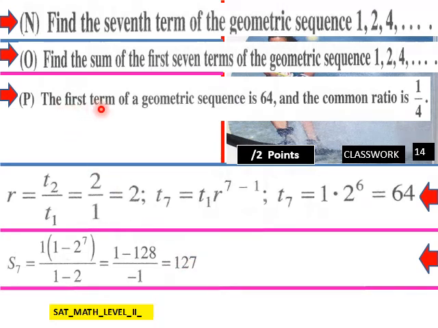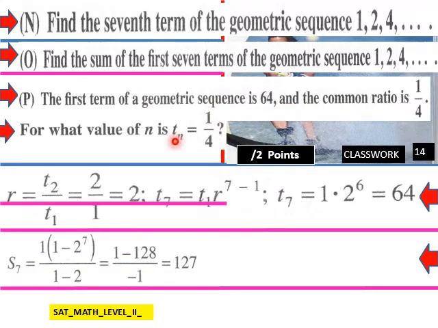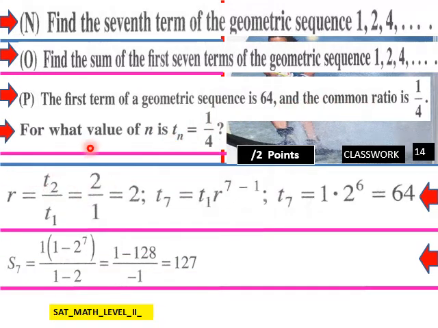The first term of a geometric sequence is 64, and the common ratio is 1 over 4. For what value of n is term n equal to 1 over 4? So we need to find which term is equal to 1 over 4. Then 1 over 4 would equal 64 times 1 over 4 to the n minus 1.